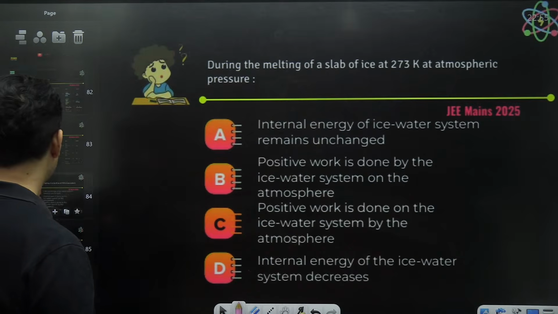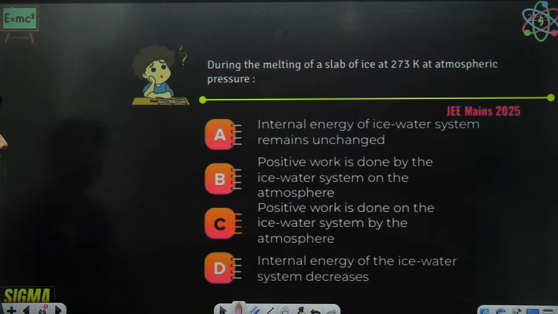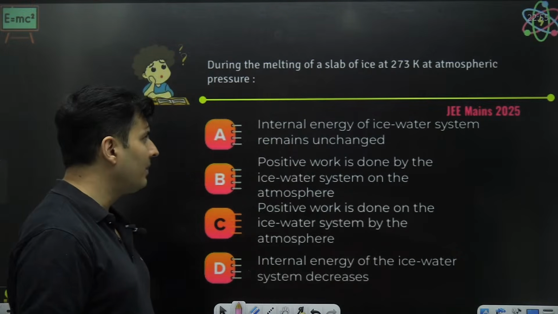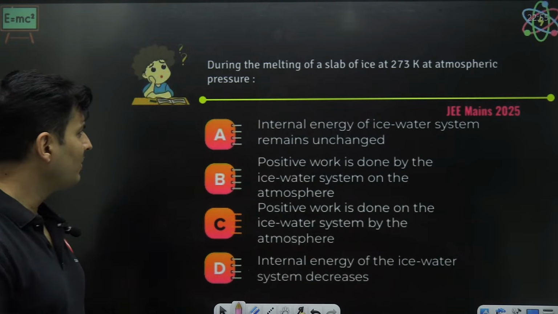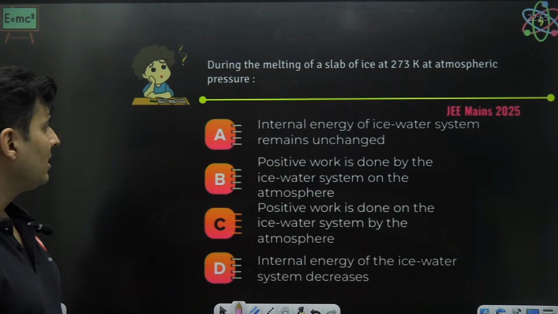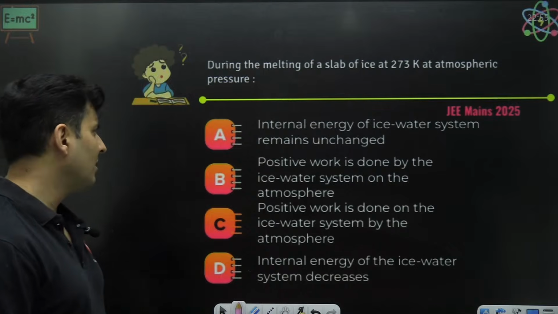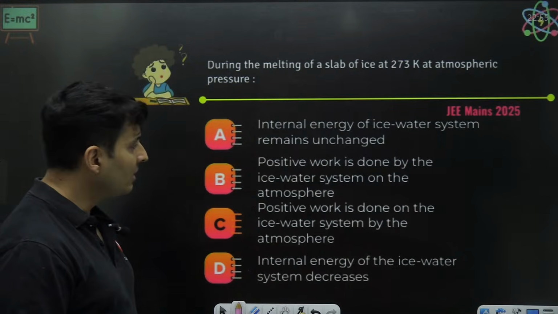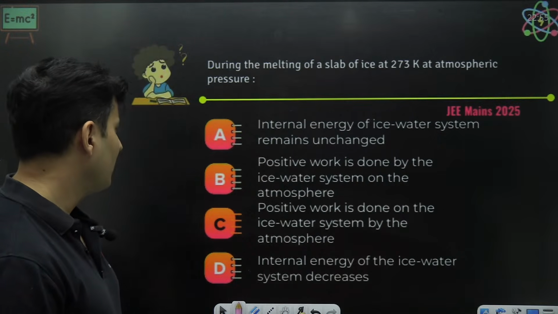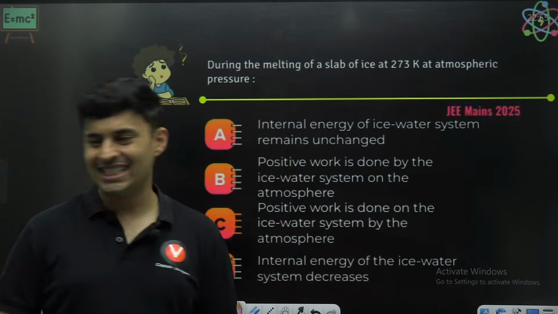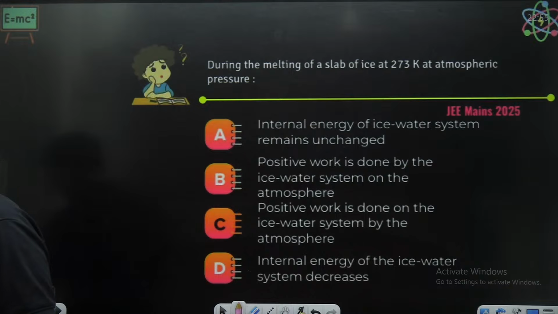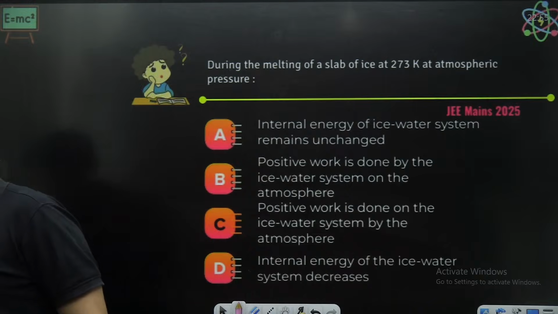Okay, perfect. Let's do one more question coming up on your screen, and here it is. During the melting of a slab of ice at 273 Kelvin, 0 Celsius, at atmospheric pressure: internal energy remains unchanged; positive work is done by the ice water system on the atmosphere; positive work is done on the ice water system by the atmosphere; internal energy of the ice water system decreases. Interesting. Very, very nice theoretical concept, guys. Think about it.